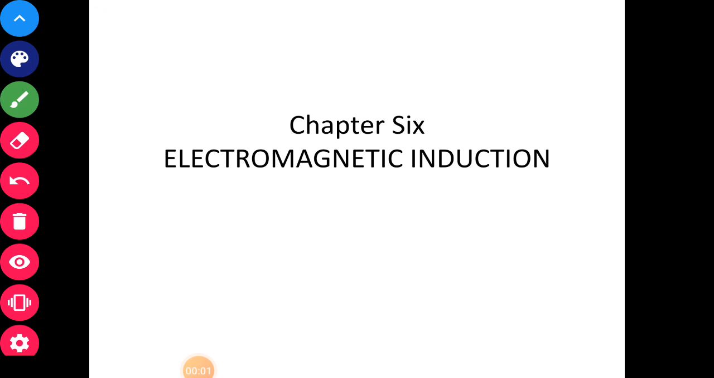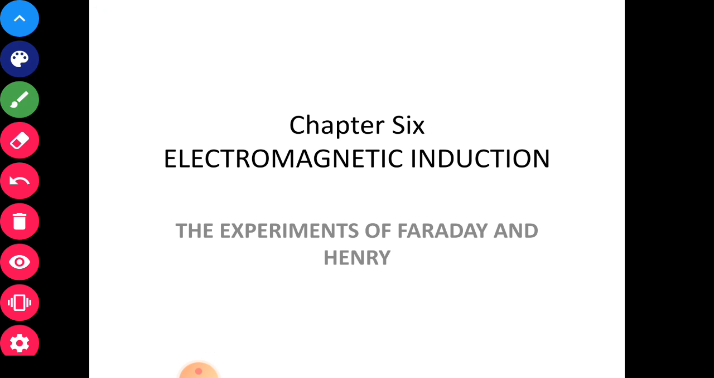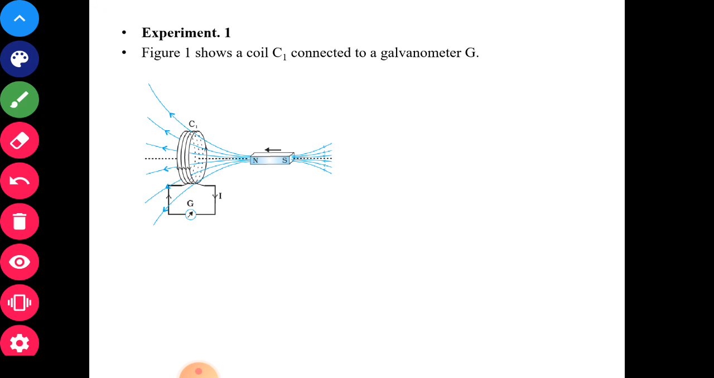Now today we are beginning chapter number 6, that is electromagnetic induction. First we shall discuss the experiments of Faraday and Henry. Now here comes the first experiment. Here one coil is shown, C1, and it is joined with the galvanometer.